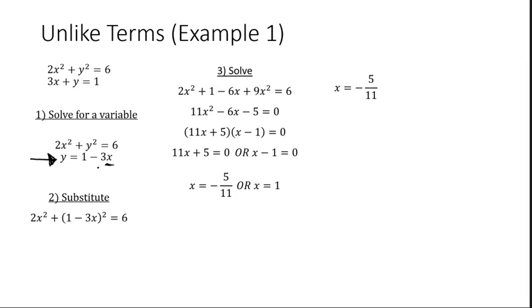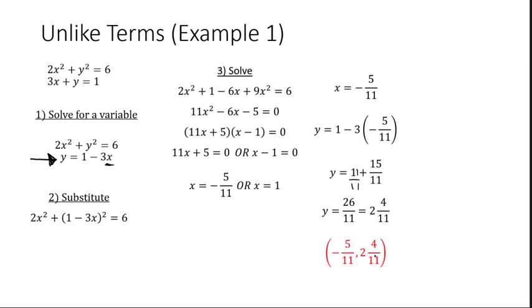So we now have 1 minus 3 times negative 5 over 11. And the negative 3 times negative 5 over 11 would give you a positive 15 over 11. When you add that with the 1, it would be the same thing as 11 over 11. So we add these together. 11 plus 15 gives you 26 over 11, which could give you a mixed number of 2 and 4 11ths. So the one point would be at negative 5 11ths, and then 2 and 4 11ths for y.